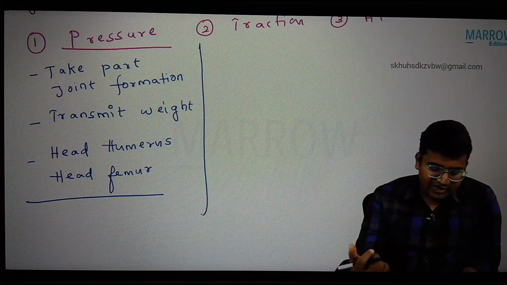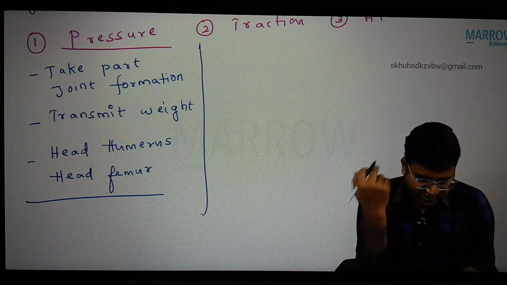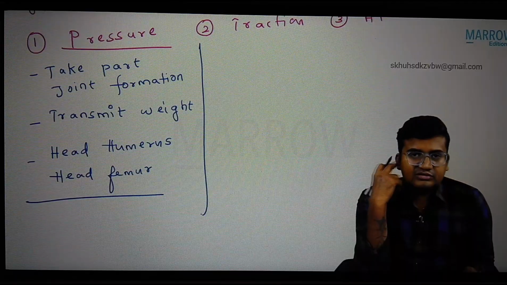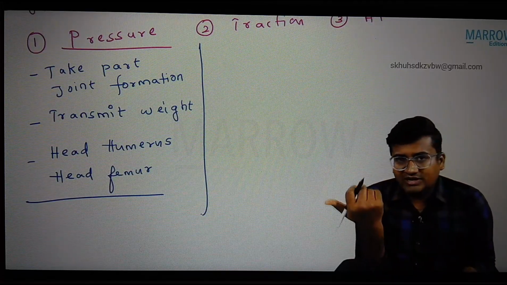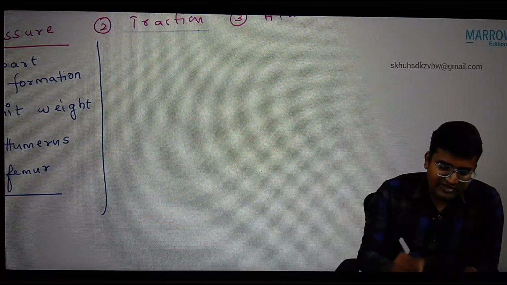So they take part in the joint formation. The head of the humerus articulates with the glenoid cavity to form the shoulder joint. The head of the femur articulates with the acetabulum to form the hip joint. Right. Now next one, traction epiphysis.